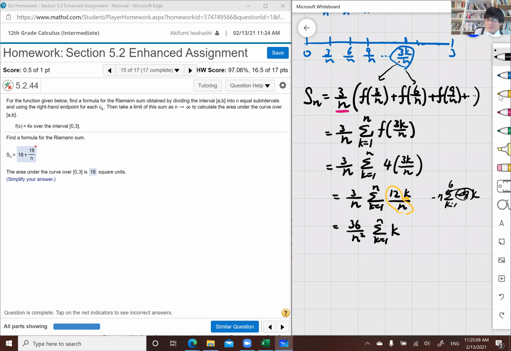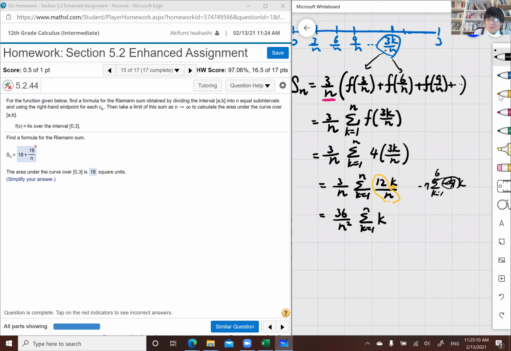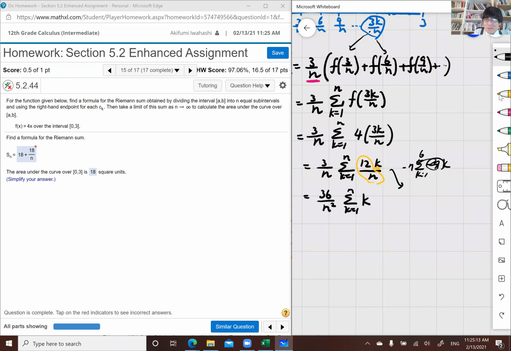Does that make sense? Well, if you rewrite this without the sigma, it's clear that when k is equal to 1, it's going to be 12 over n. When k is equal to 2, it's going to be 24 over n. When k is equal to 3, it's going to be 36 over n, and so on. You see that all of them are multiples of 12 over n, so you can factor it out to get a much simpler sum notation here.